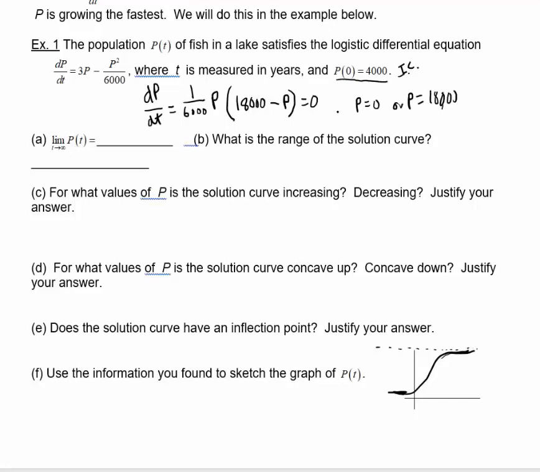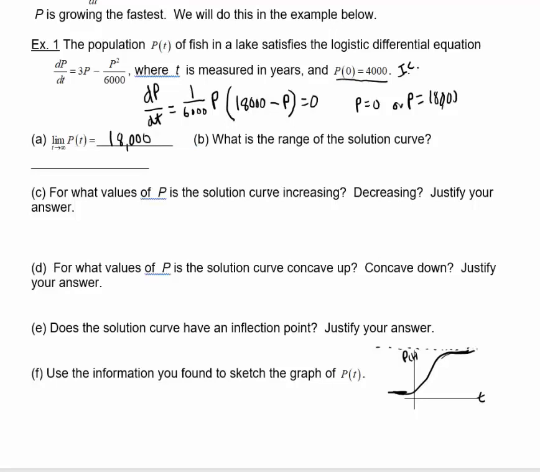So the limit as t goes to infinity, and this would be my t value, and this would be my population that's affected, p of t. As t goes to infinity, this is going to level off at the carrying capacity, which is 18,000. So the limit is 18,000.